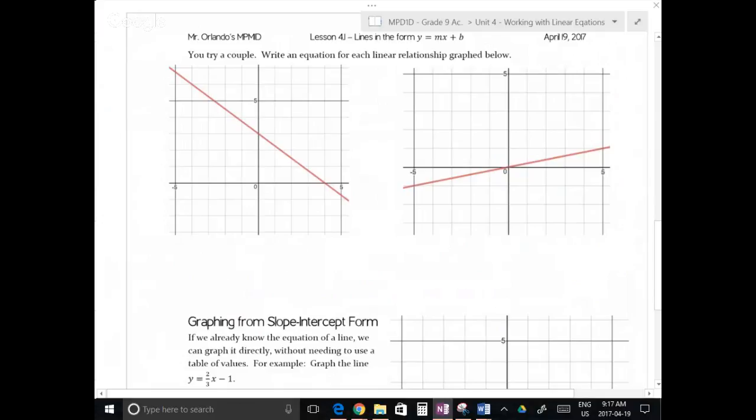I want you to find the slope. Find the slope of the line. Find the y-intercept. Where's the y-intercept? That's the initial value. That's the y-intercept. I didn't explain that to you, by the way, if you were on time.